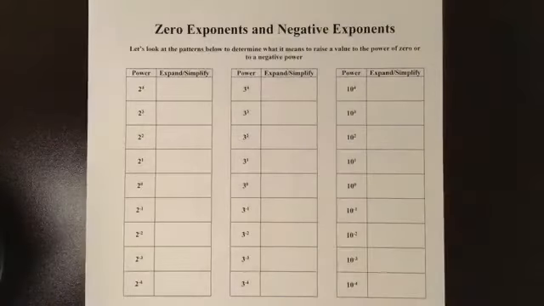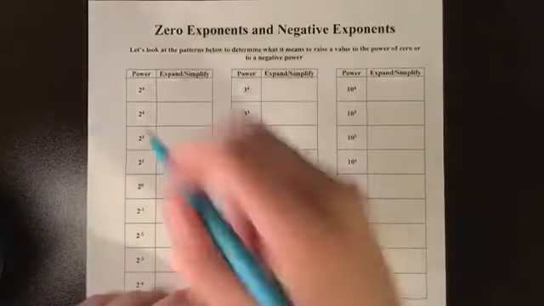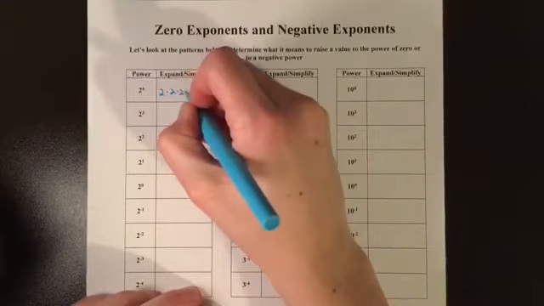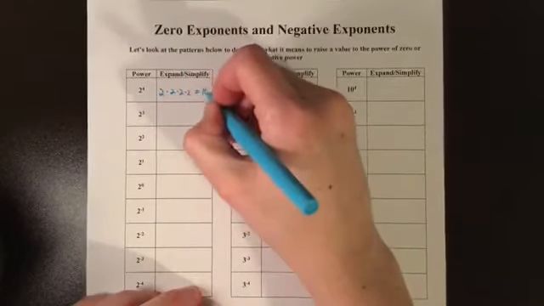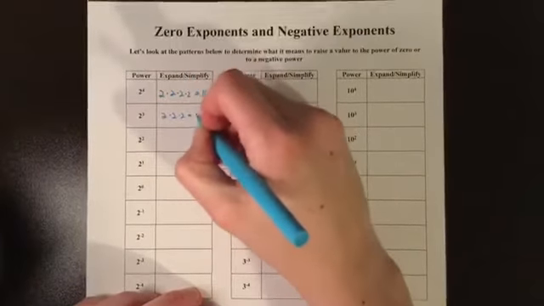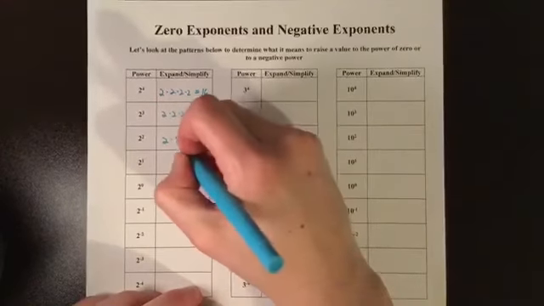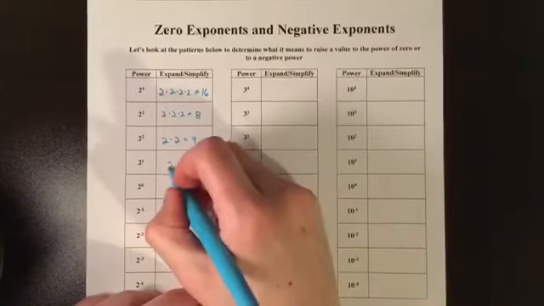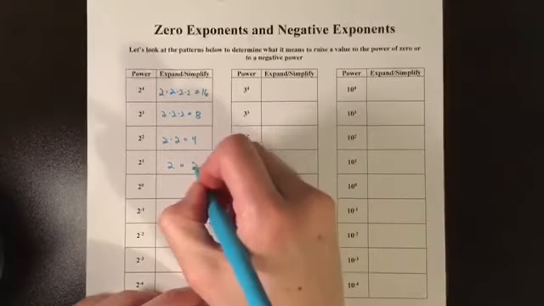So here we're going to look at some patterns we find when we expand and simplify our powers to see if we can determine any rules of when we have a 0 exponent and a negative exponent. So let's start with our powers of 2. We know 2 to the 4th is 2 times 2 times 2 times 2, which is 16. 2 to the 3rd, 2 times 2 times 2, which is 8. 2 squared, 2 times 2, which is 4, and then 2 to the 1st is just 2.